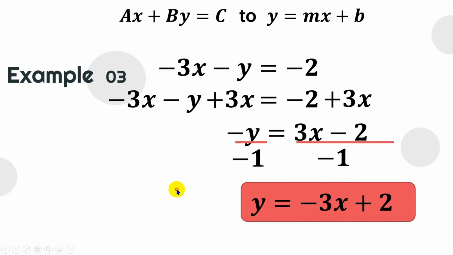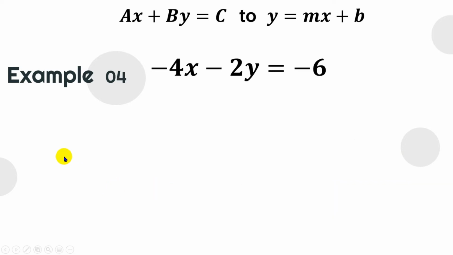Okay? Now, let's have example number 4. So again, I want you to pause this video for a while and you try to rewrite it into slope-intercept form where y is on the left side of the equation, then x is on the right side of the equation, followed by the constant. Okay? So what will be the answer?